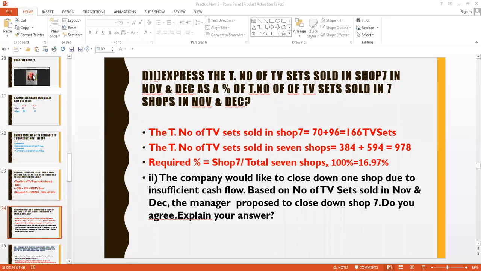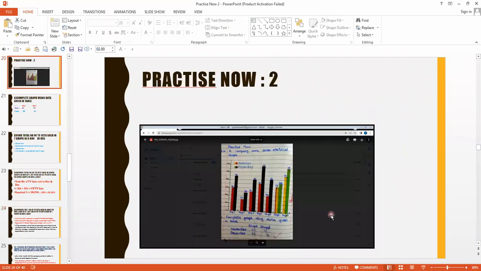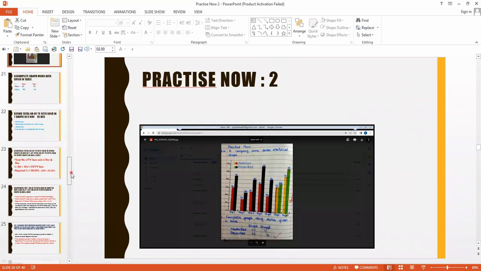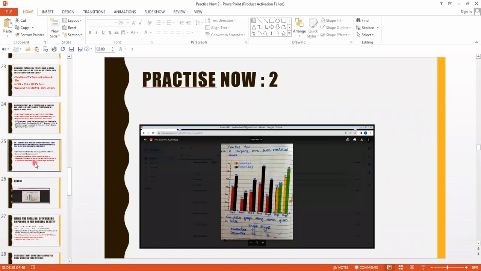So we come to the bar. Look here in shop 7. Look at the sale. It is a little bit higher. Look here, shop 1 obviously its sale is also higher, shop 3, shop 4, 5. In which shop the sale is not higher, in both months, November and December? Yes, in shop 2. So do you agree with the manager that shop 7 is shut down?